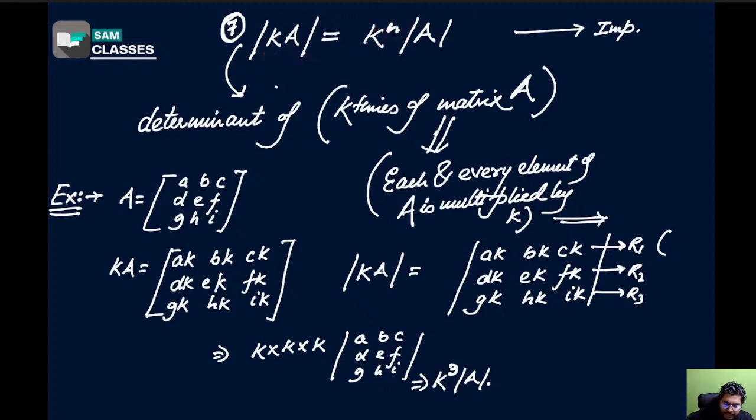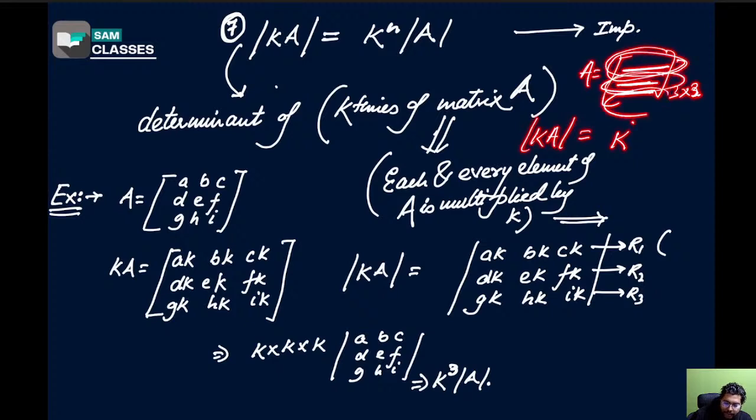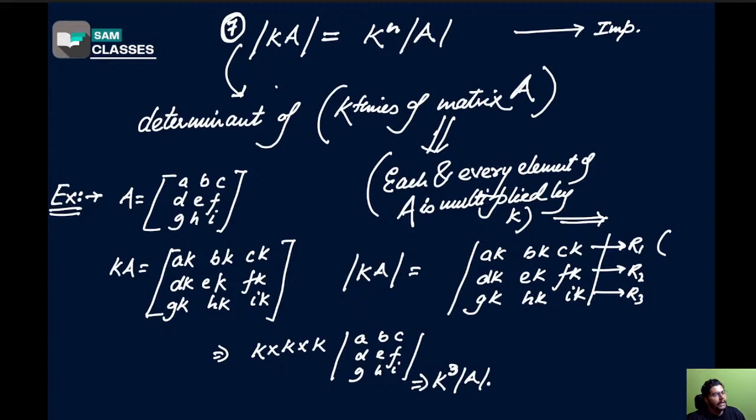We can understand this with an example. Let's say we have a matrix A of order 3 cross 3. Clear? Here k is multiplied with the first row, second row and the third row. So if I take determinant of k times A, that is equal to k for the first row, k for the second and k for the third. So 3 times it is coming. So k power 3 into determinant of A. Very important, where 3 is nothing but the order of matrix A. Clear, everyone?